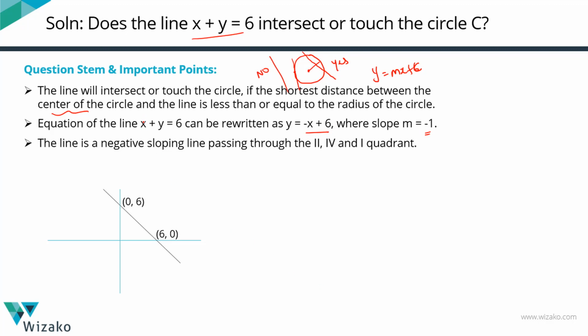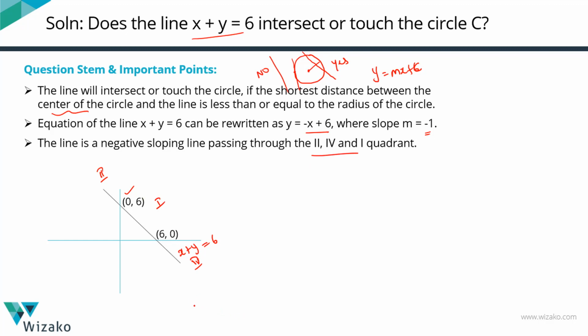Substitute x is equal to 0. Then we'll get y equals 6. That's the y-intercept of the line. Substitute y is equal to 0. We'll get x is equal to 6. So 6 is the x-intercept of the line. Y-intercept is (0, 6). X-intercept is (6, 0). Join these 2 points. We know what line we are talking about. So this is our x plus y is equal to 6 line. It passes through the second quadrant, the fourth quadrant, and the first quadrant. So all of this information we have about this line.